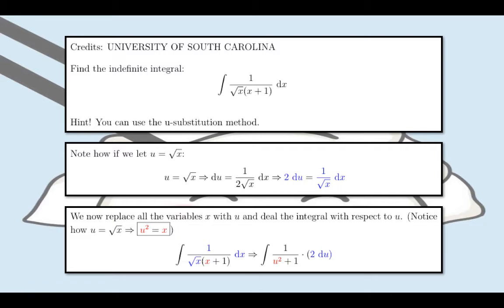Highlighted in blue is the 1 over square root of x dx, and note how it is transformed to 2 du, and look at the red x, we have u squared equals x, since we have the substitution that u equals square root of x. So from the given integral, we can actually make it into the integral of 1 all over u squared plus 1 times 2 du. Now everything is in terms of u, then we can deal with the integral with respect to u.